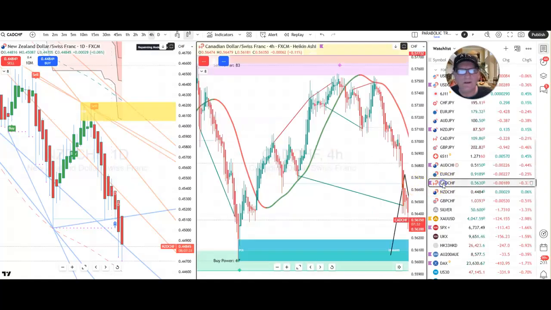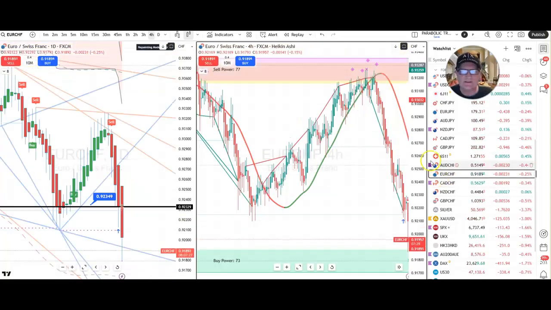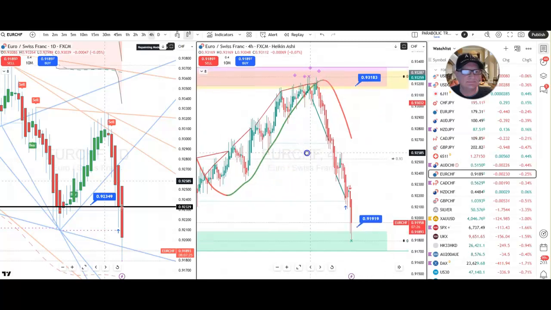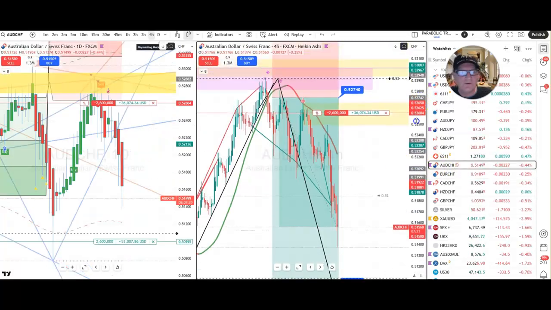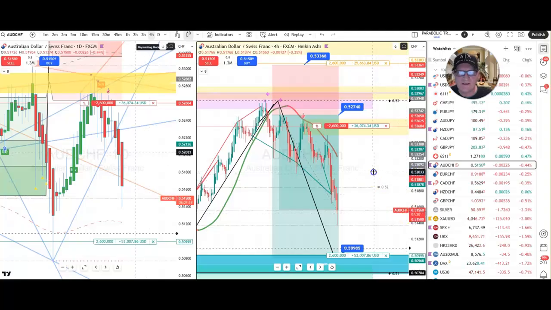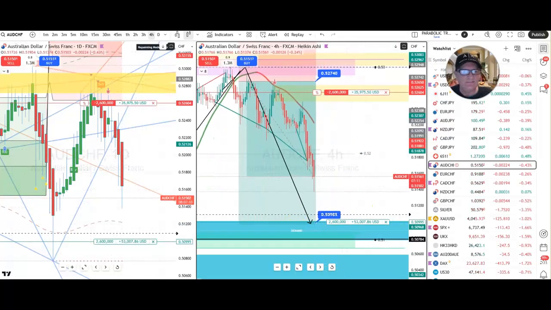Similar with the Canadian Swiss, Euro Swiss, Aussie Swiss. Doesn't matter how many you get, you don't want to be trading them all for sure. That doesn't make any sense, does it? But it looks like it's going to reach our target in the next couple of hours, maybe into tomorrow.